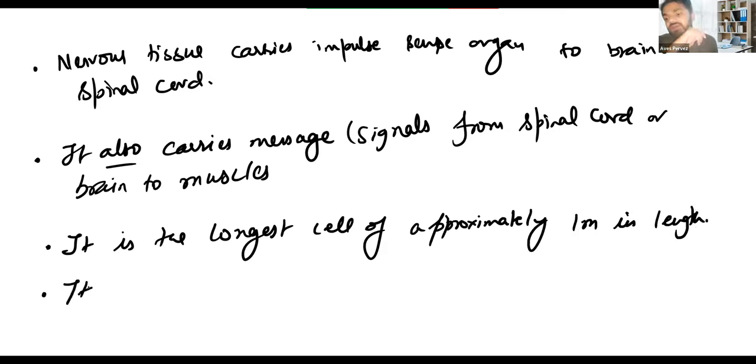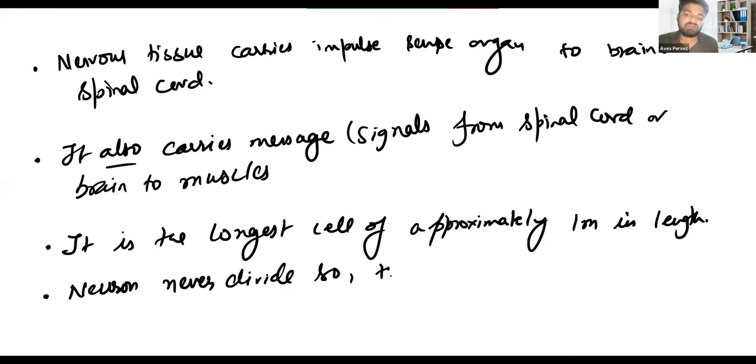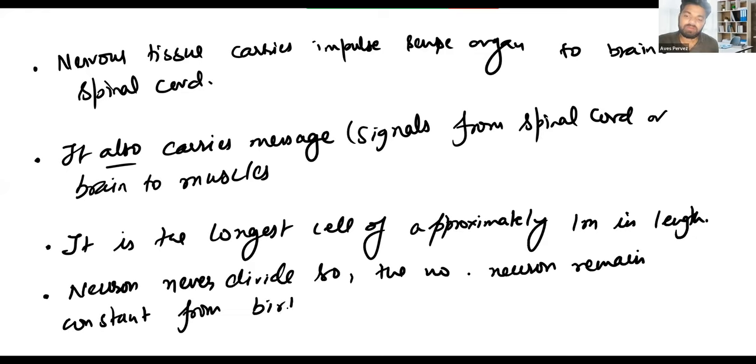The neuron never divides, so the number of neurons remains constant from birth to old age. Okay, you understood? Understood? Yes, sir. Understood.